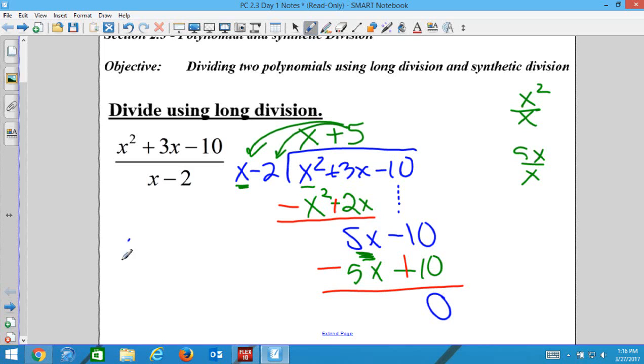The final answer is x plus 5. So x minus 2 times x plus 5 is x squared plus 3x minus 10.